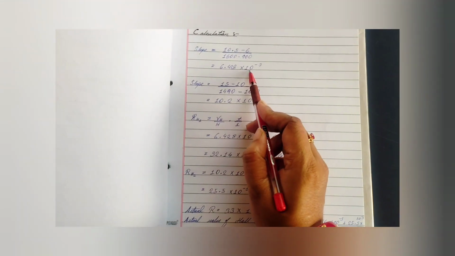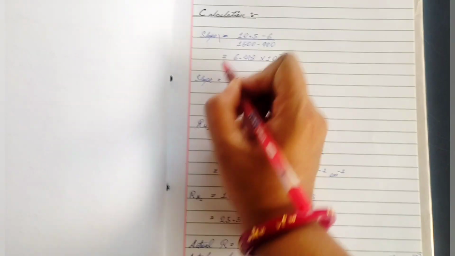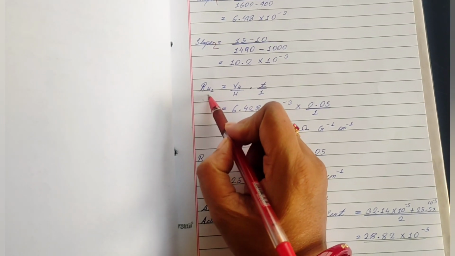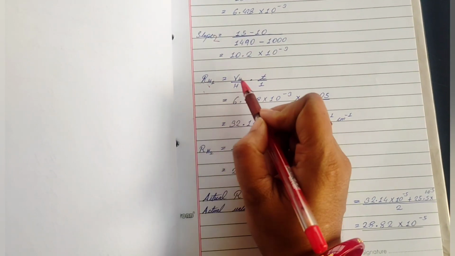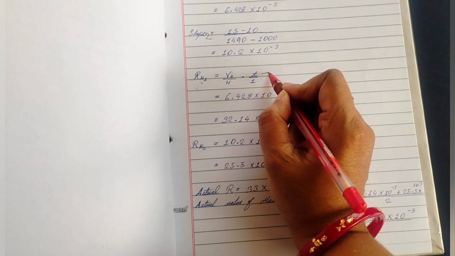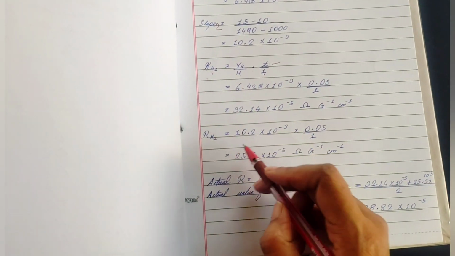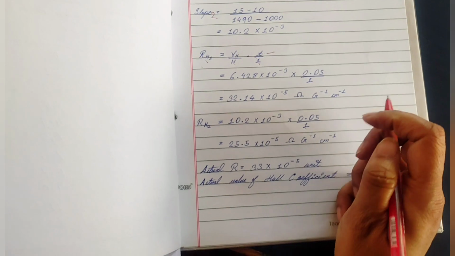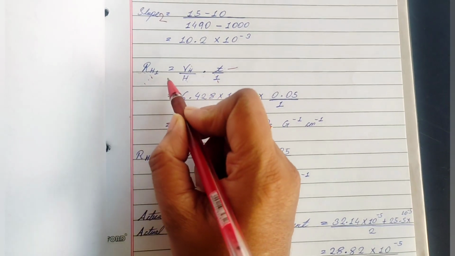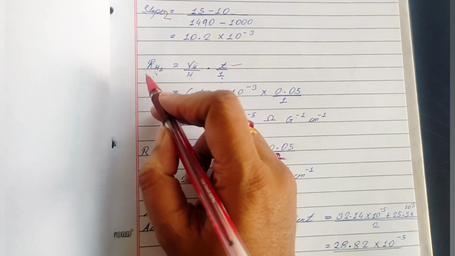Now, after calculating the slope from the first line and second line, it will be slope 1 and slope 2. So, what is the working formula? The working formula of Hall coefficient is RH equals VH by H into T by I, where T is the thickness of the semiconductor and I is I1 for slope 1 and I2 for slope 2. So RH1 is equal to VH by H into T by I. That is our working formula.